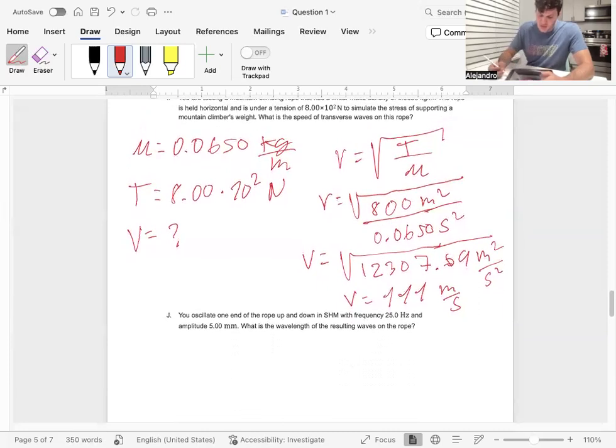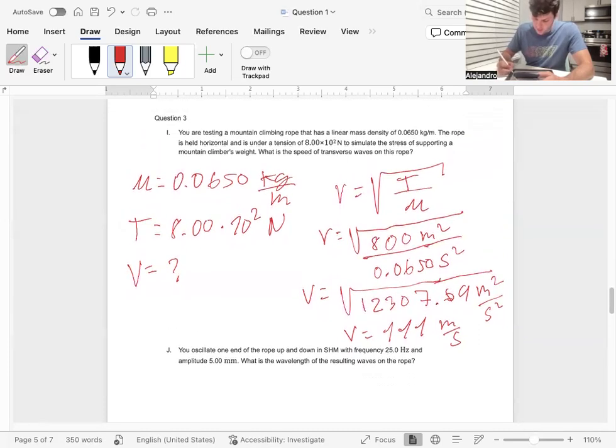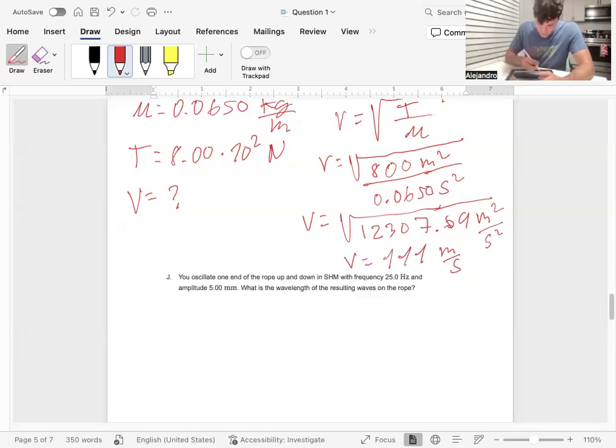Okay, J. You oscillate one end of the rope up and down in SHM with frequency 25 Hz and amplitude of 5 mm. What is the wavelength of the resulting waves on this rope? Okay, we need to find the wavelength. We have the frequency, which is 25. Amplitude is also given to us.